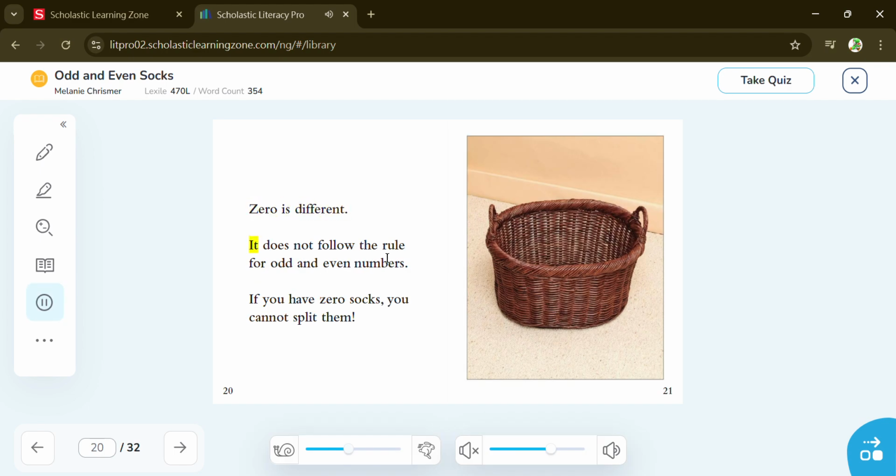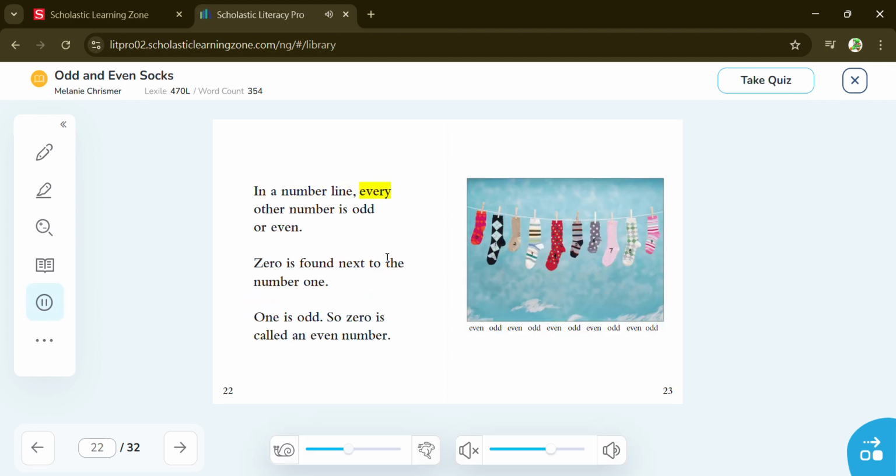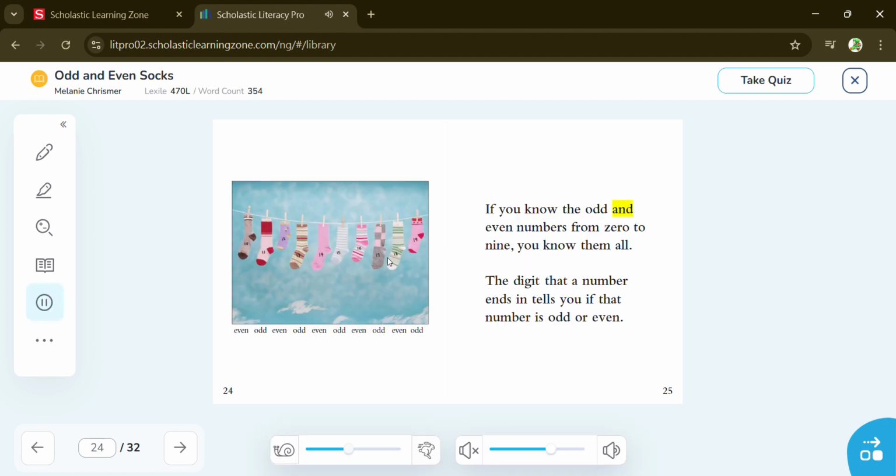0 is different. It does not follow the rule for odd and even numbers. If you have 0 socks, you cannot split them. In a number line, every other number is odd or even. 0 is found next to the number 1. 1 is odd, so 0 is called an even number. If you know the odd and even numbers from 0 to 9, you know them all.